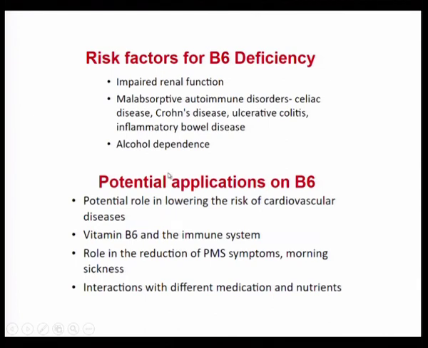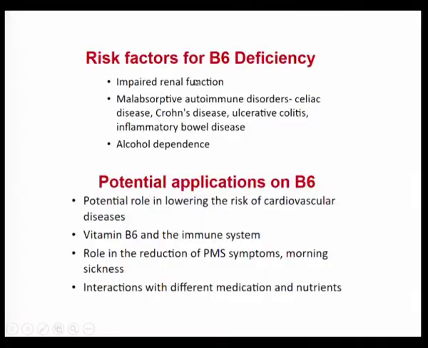The first factor being impaired renal function. What is this impaired renal function? People who already have renal problems could be good candidates for B6 deficiency. And again, people who have problems connected with celiac disease or autoimmune diseases like Crohn's disease, ulcerative colitis, all these diseases are categorized as malabsorptive autoimmune disorders. So it means what? Your body starts producing antibodies against your own cells and destroying their function.